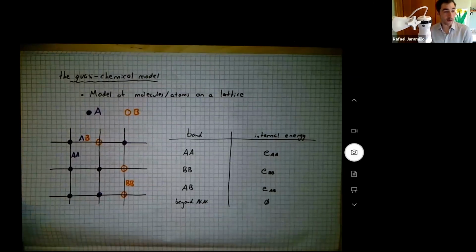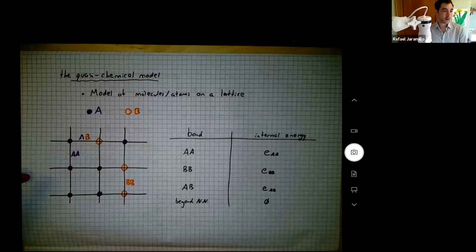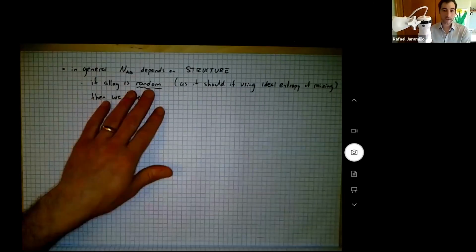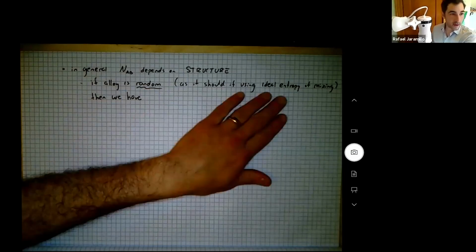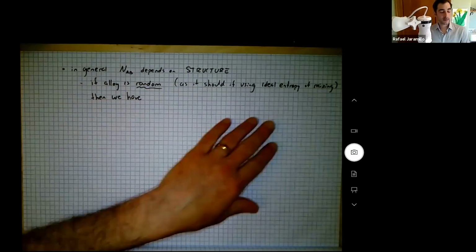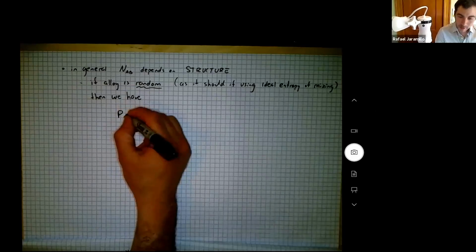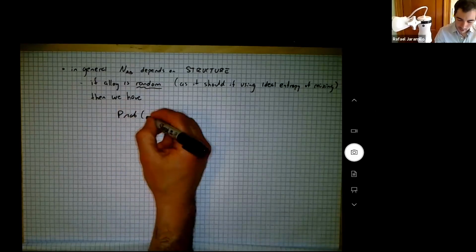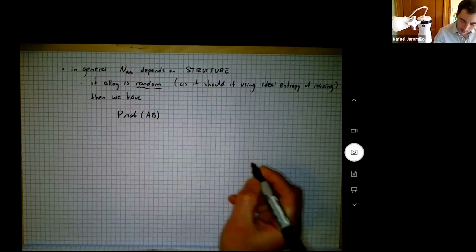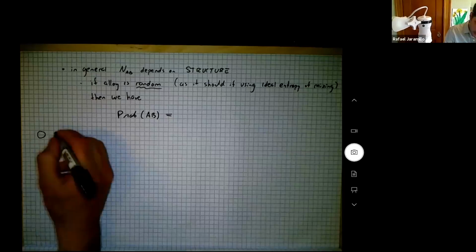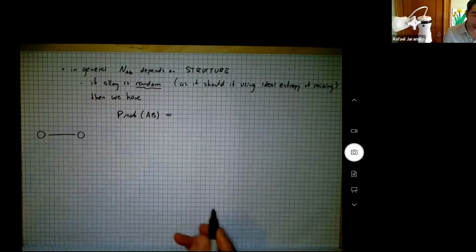That's opposed to ordered alloys, which there are many of. So random alloys, ordered alloys. So if the alloy is random, as it should be if we're using the ideal entropy of mixing, which has that assumption of randomness in there, going all the way back to the baby book in lecture 1, then we have the probability of an AB bond equals, what's the likelihood here? What's the likelihood that a given bond is AB?